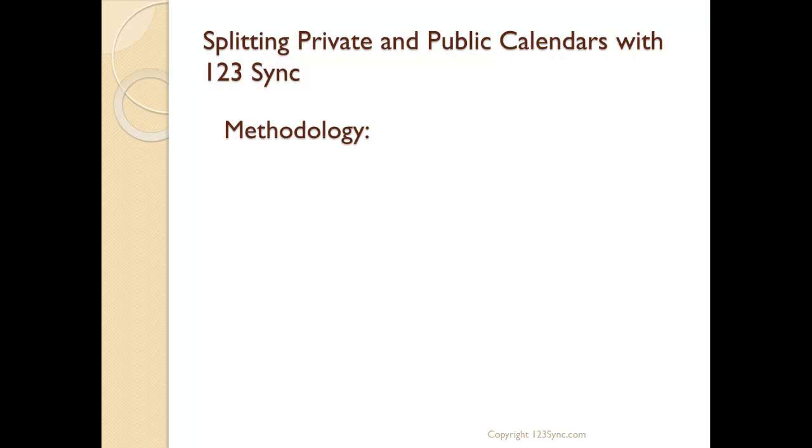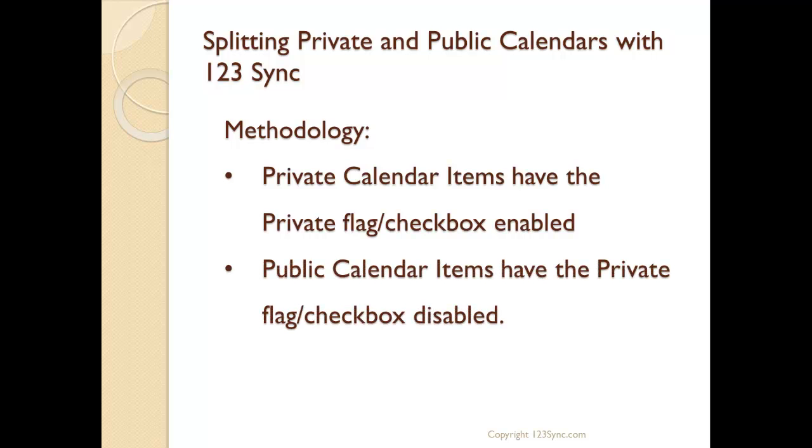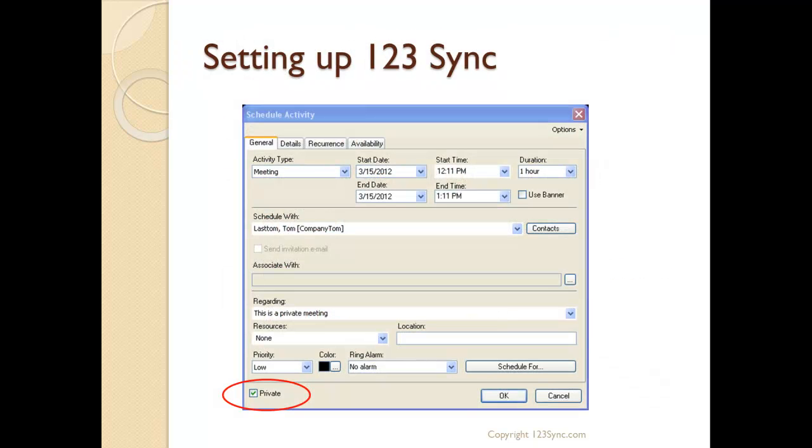So how do we do this? What we do is, for private calendar items in ACT, you have to have the private flag enabled. For public calendars, the flag has to be disabled. And this flag is basically the little check mark on the calendar item in ACT that says private or not. If they're private, then we will deal with it as a private item. If this check mark is not enabled, then it's a public calendar.